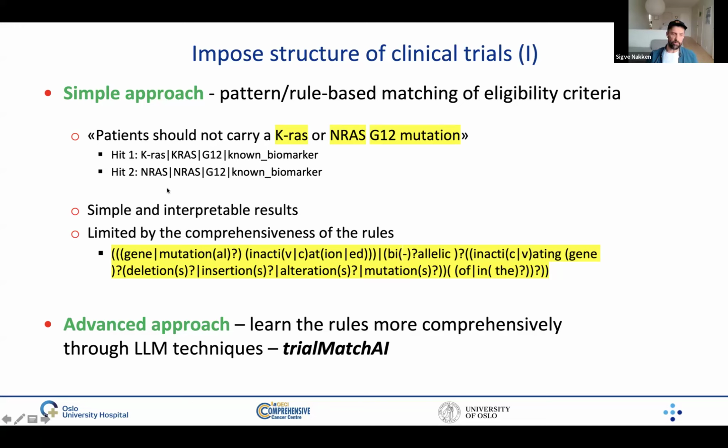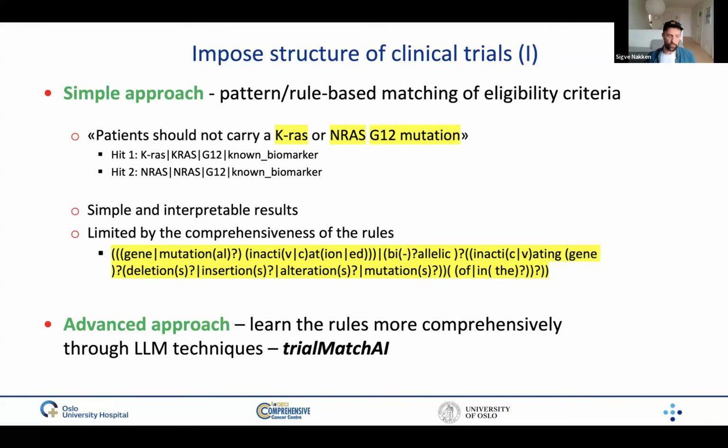This gives us very simple and interpretable results, but this is of course very much limited by how sophisticated you can write these rules. So here is a regular expression where we try to convey how gene inactivations are listed in clinical trials. You also need to cater for the fact that people make a lot of spelling errors in clinical trials, so you have to have some level of fuzziness to the rules.